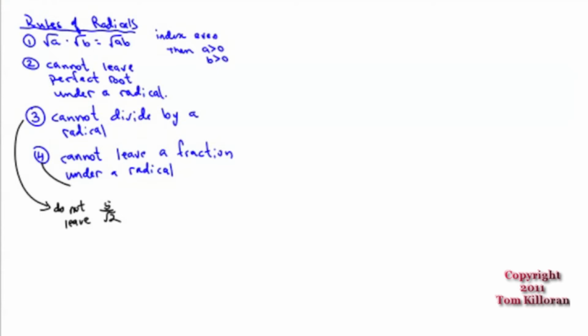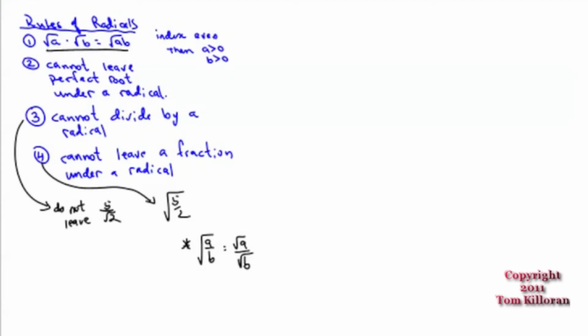And number 4, you cannot leave things that look like this. The square root of a fraction. Now number 4 has its own rule, and it's basically the same as this rule up here. The square root of a times the square root of b is equal to the square root of ab. Since division is really close to multiplication, we can write it this way. The square root of a over b is the same thing as the square root of a over the square root of b.